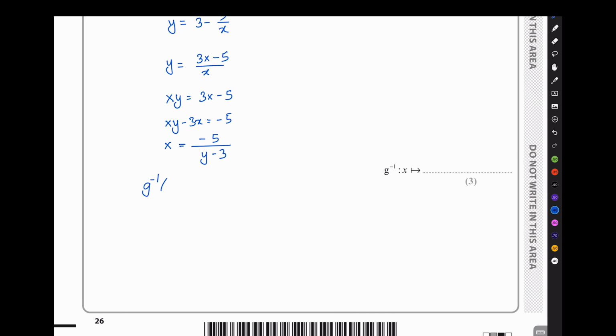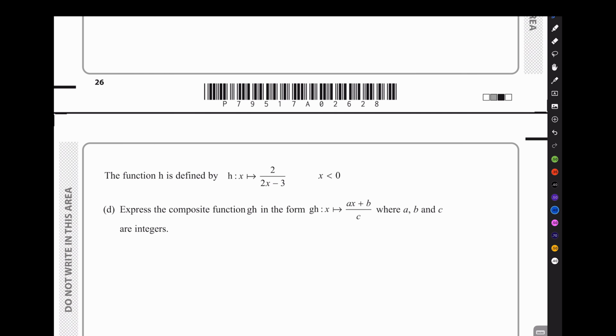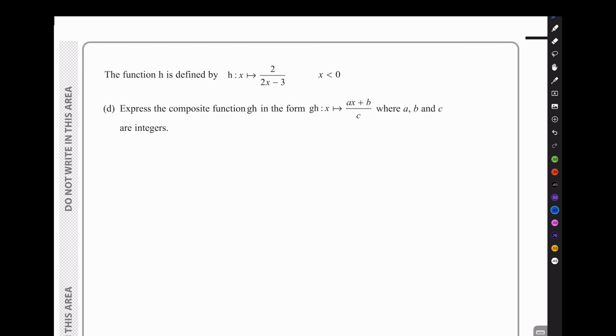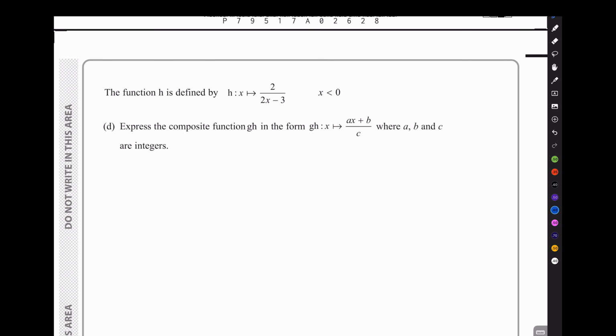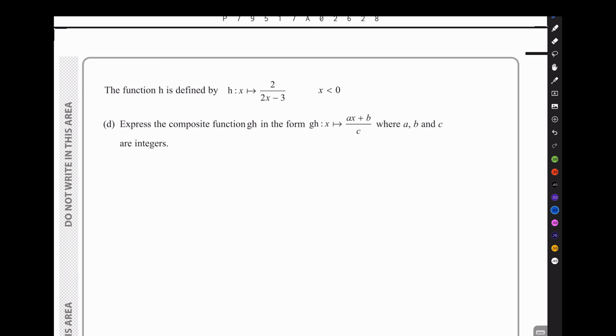So now what do I write right here? I swap x with y. So minus 5 divided by x minus 3. So that's my final answer. I hope this is the last one. Yes, fortunately it is. Express the composite function.